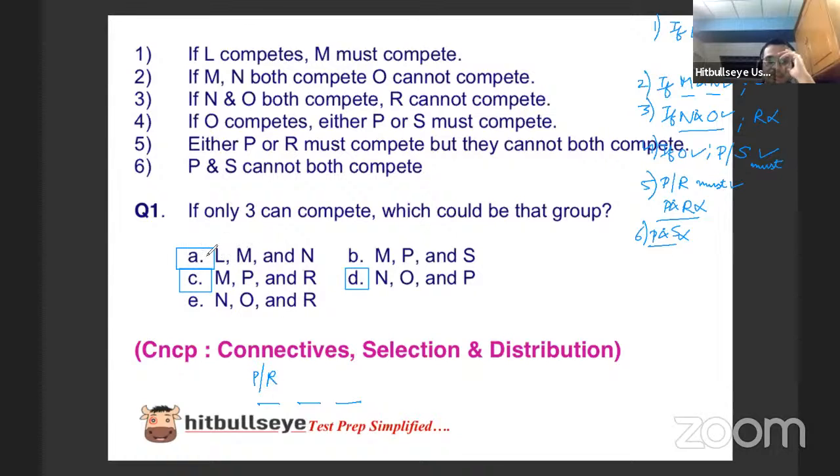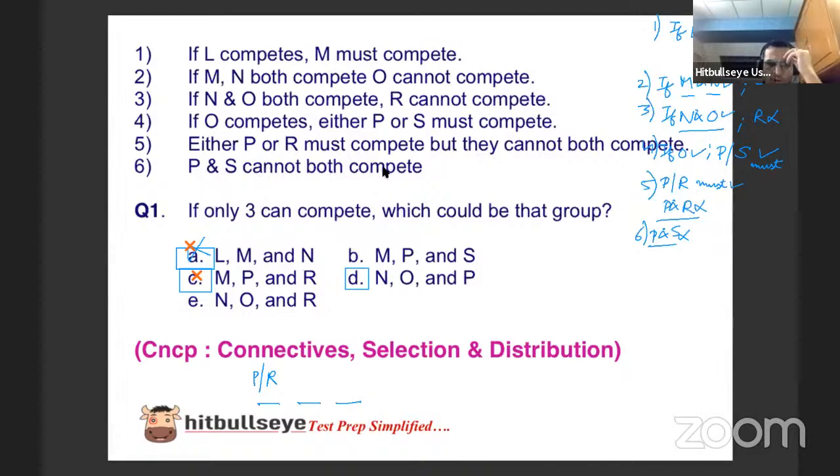अब इसका मतलब we can eliminate the A option because यहाँ पे P और R इसमें से कुछ भी नहीं है. Can we say first option is not true because इसमें ना P है ना R है, and we should have either P or R. यहाँ पर P है, यहाँ पे R है, but P and R both cannot compete together. So इसका मतलब C भी नहीं है. P and R both cannot compete, isn't it?